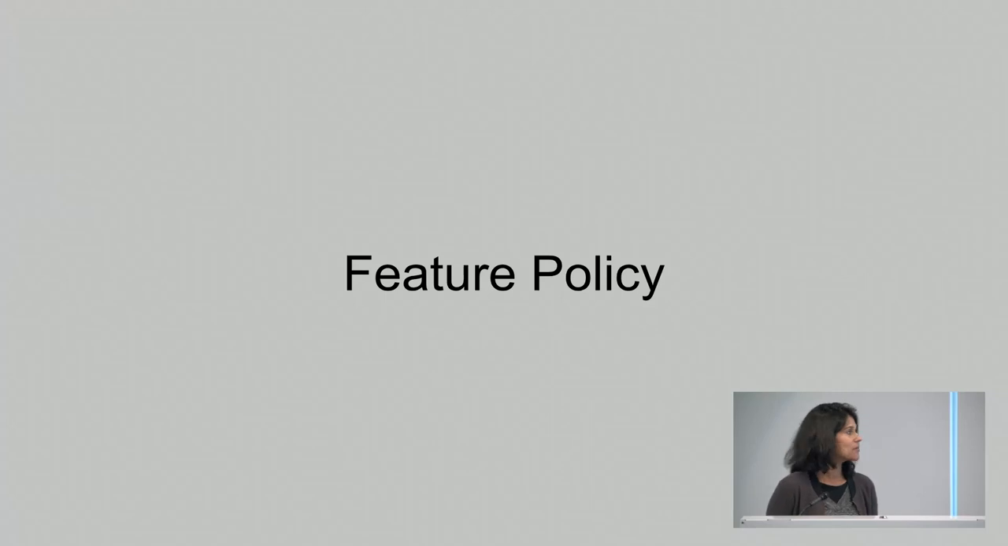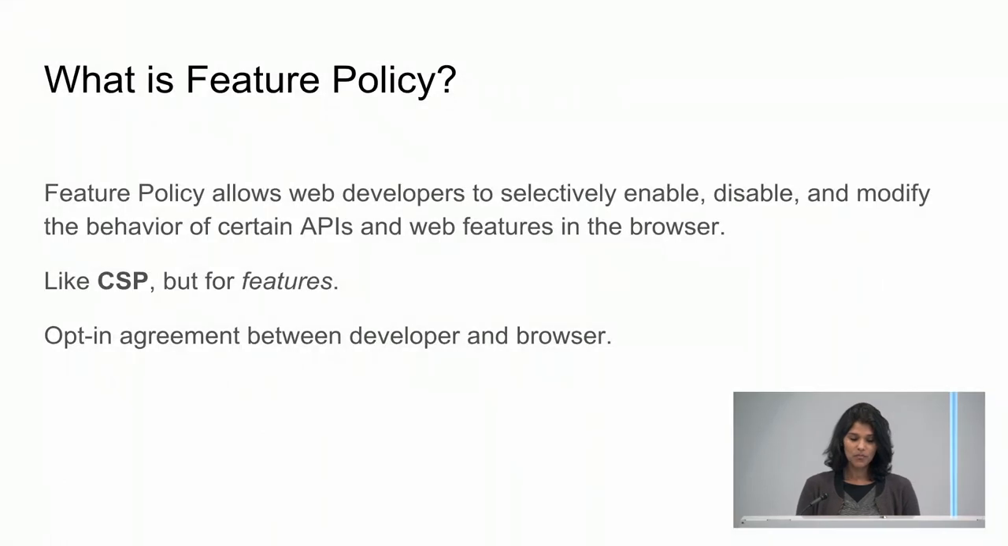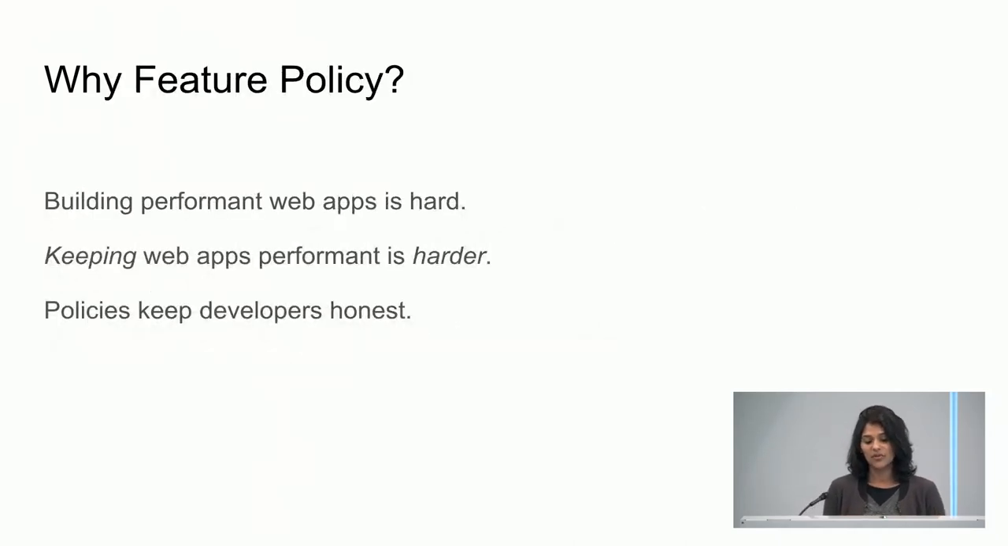So the second topic that I want to very briefly cover is something called feature policy. This is not something I've been closely involved with, but just something I would love to hear thoughts from this group on. So what is feature policy? It's a way for web developers to control features, turn them on and off, and basically modify behavior of APIs. So you can think of it like CSP, but for features rather than for security. And you can also think of it as an opt-in agreement between the developer and the browser.